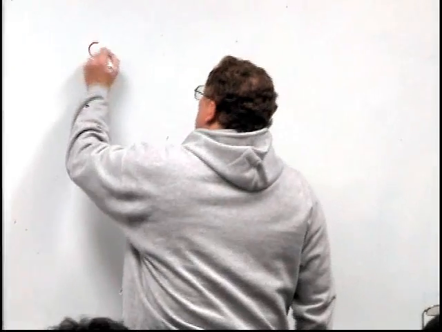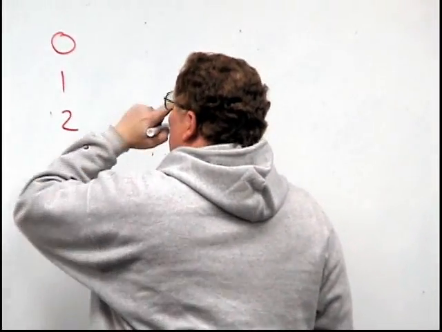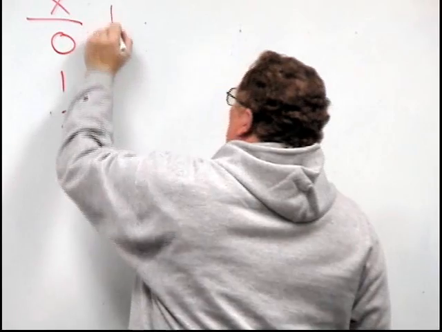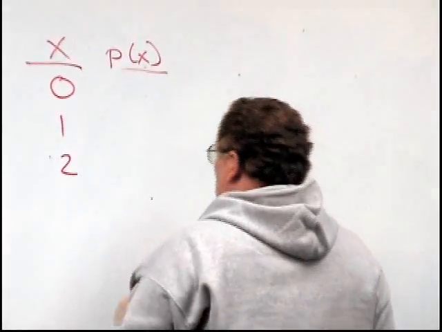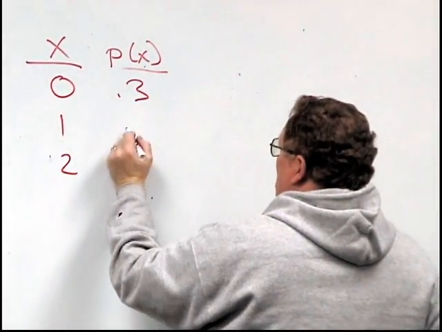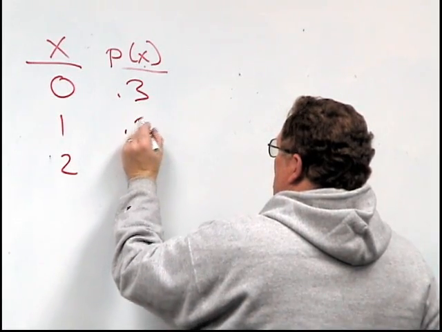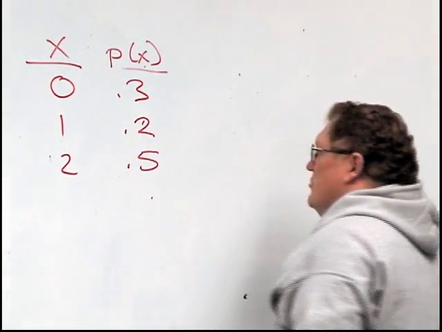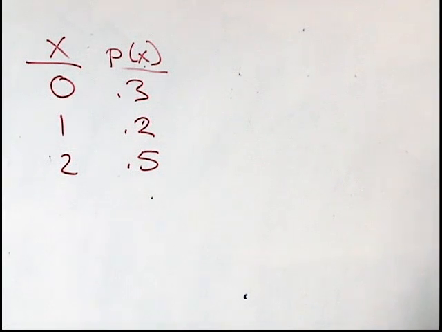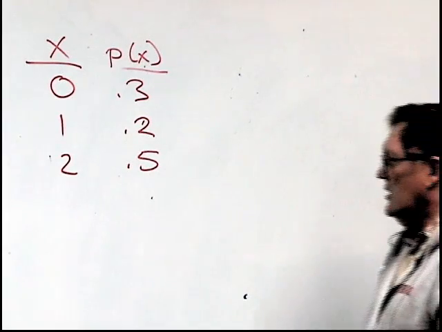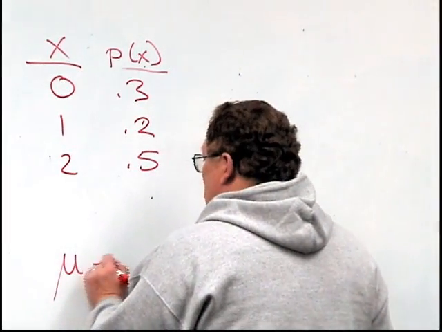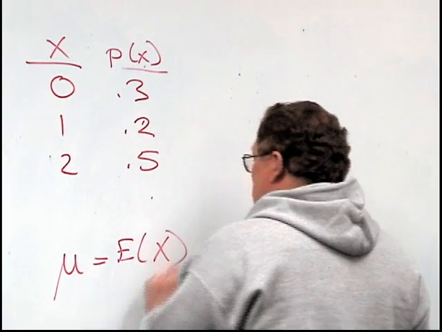Let me skip over regression for just a second and go on to expected value. If I tell you, here are a bunch of possible values, 0, 1, and 2, and the probabilities: there's a 30% chance I get a 0, a 20% chance I get a 1, and a 50% chance I get a 2. How do I find the mean or the expected value of this distribution?